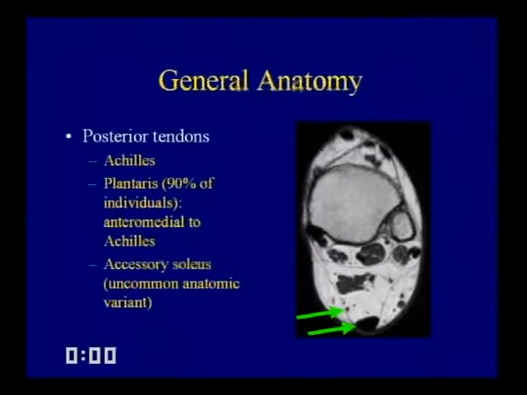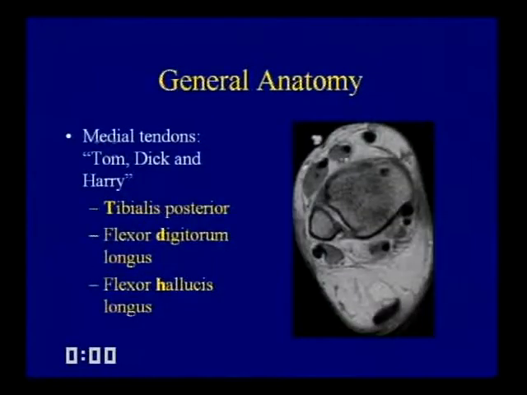And very occasionally, you'll see this anterior to the Achilles, which is the accessory soleus muscle, and you'll just notice that it has the same signal intensity as adjacent musculature. It's an uncommon anatomic variant. The medial tendons, you might remember from medical school, the mnemonic Tom, Dick, and Harry. That refers to the tibialis posterior, the flexor digitorum longus, and the flexor hallucis longus.